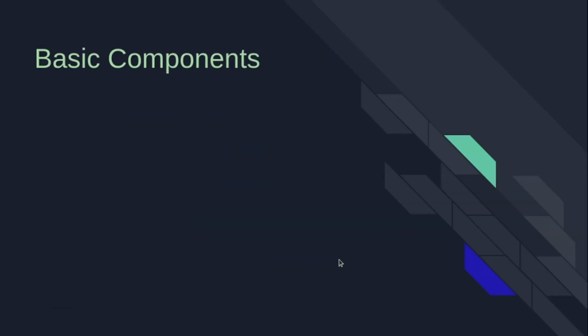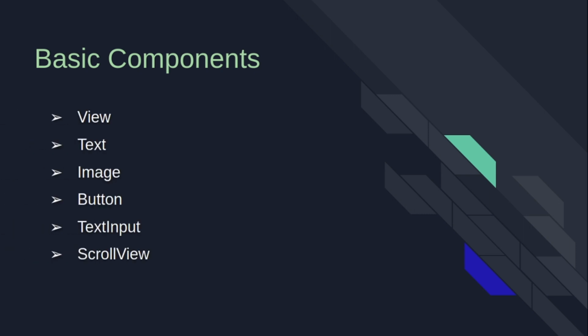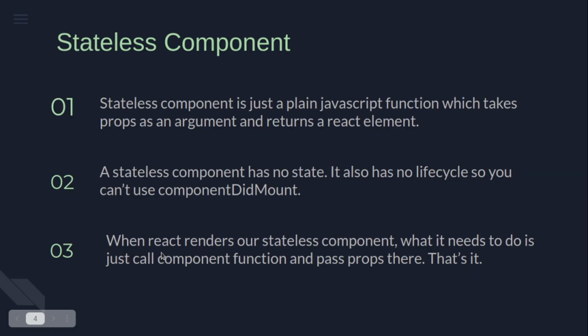So at the very first we need to know what type of component already exists in React Native, which is called as inbuilt React Native components. Like you can see on the screen, we have multiple inbuilt components: view, text, image, button, text input, scroll view. We will learn deeply in future videos about these components.